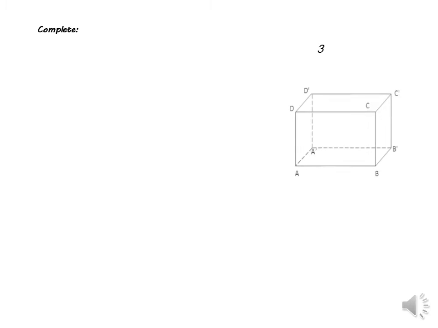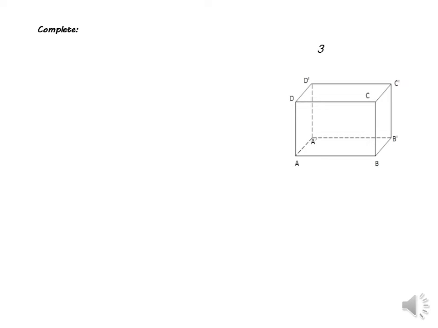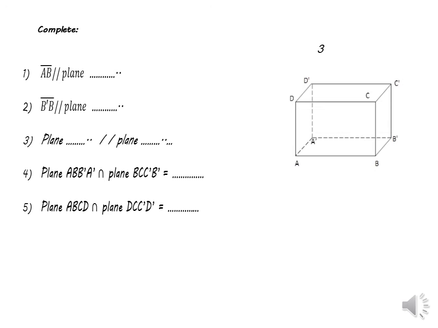Let's have an example. Here we have this figure, try to find AB parallel to which plane? Of course, it's parallel to plane C'D'DC, and also BB' is parallel to what? Parallel to plane C'D'DC also. And parallel to plane what?